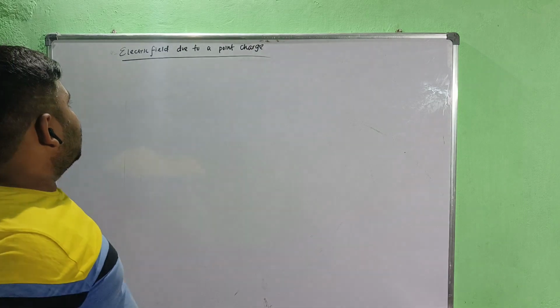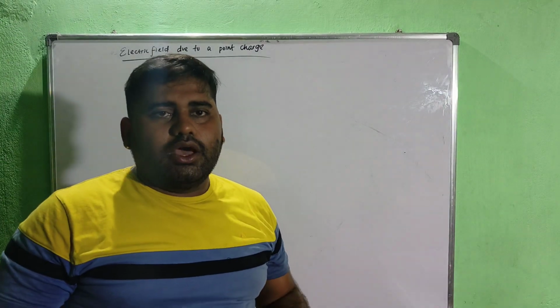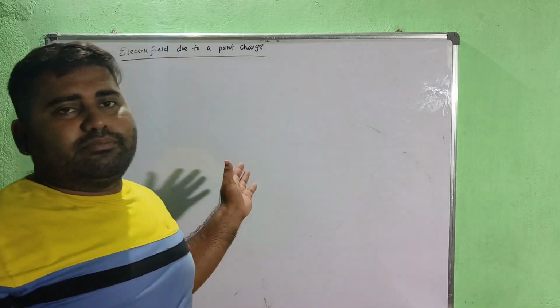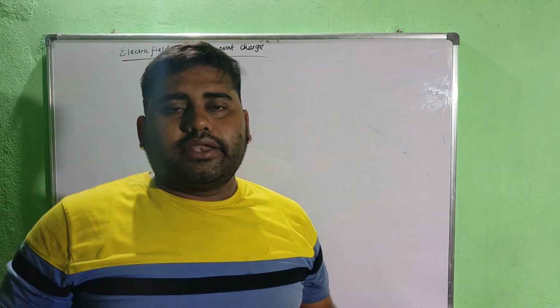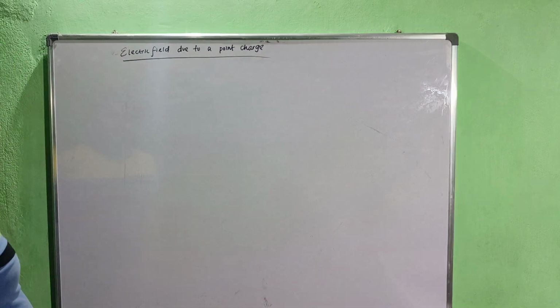So why are we considering electric field due to a potential? Because it is the simplest case. We are starting from the first step. We'll take the simplest system and then take the complex ones. So, electric field due to a point charge.